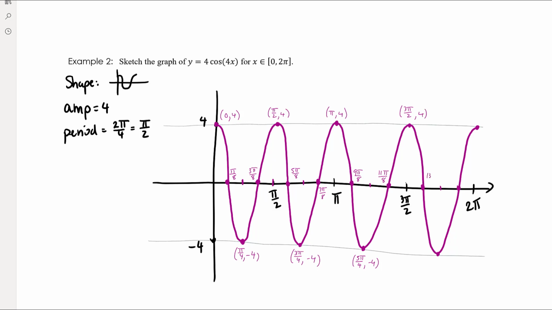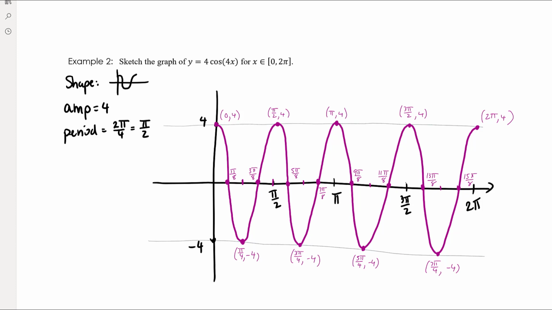13 pi on 8. 14 pi on 8, which is 7 pi on 4. And 15 pi on 8. And 16 pi on 8, which is 2 pi on 4. Okay, having to draw 4 complete periods is quite a lot, so we've got a lot of points there.